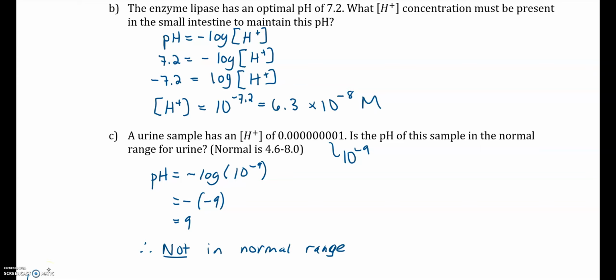Okay, great job. Now we've looked at many application problems of pH and the hydrogen ion concentration. Make sure that you give these questions a try on your own and reach out for help if you need anything.